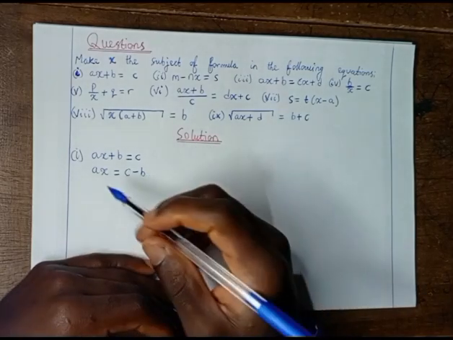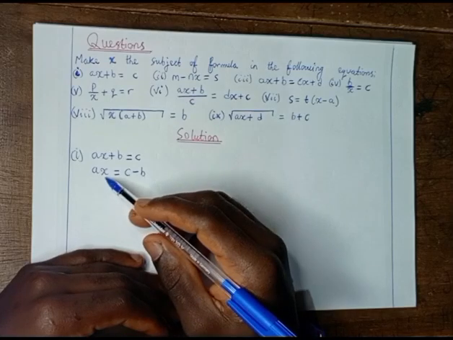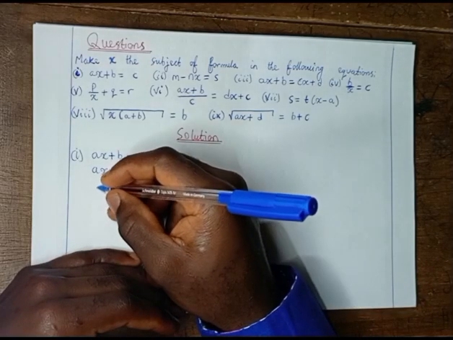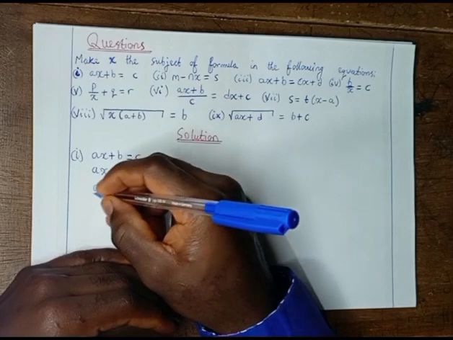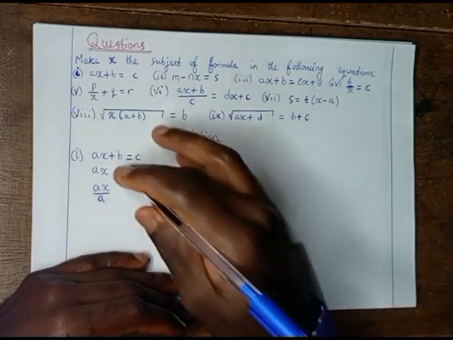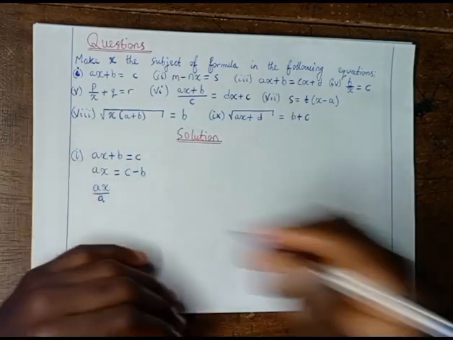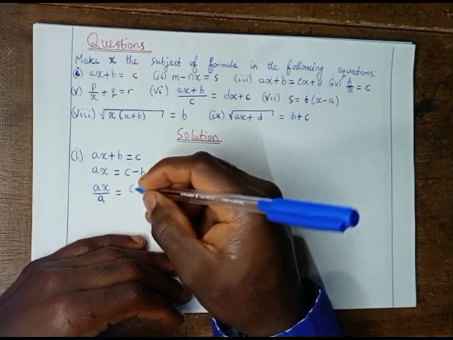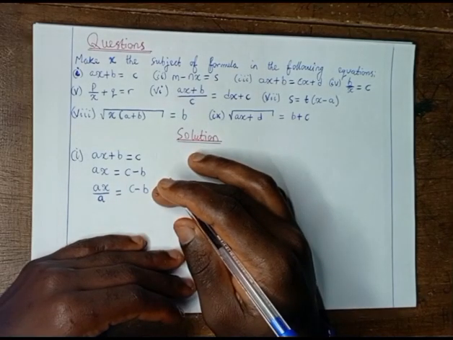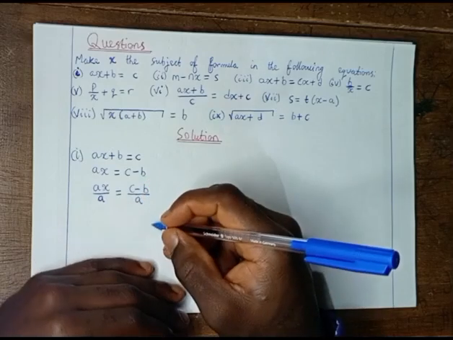Next step, we want x to be alone. For us to make x to be alone, we are going to divide all through by a. We divide the left hand side by a. Whatsoever thing you do to the left hand side must be done to the right hand side to maintain the equality sign. If you divide only the left hand side by a, then you have something like this. It's wrong. This side has been cheated, so it must be fair. Divide this other side by a.